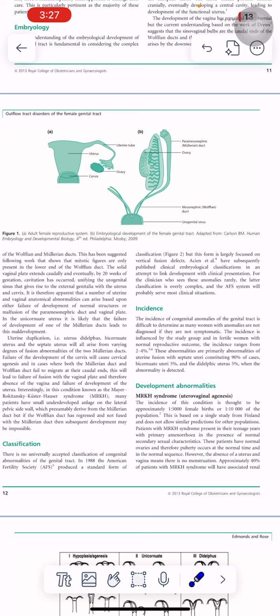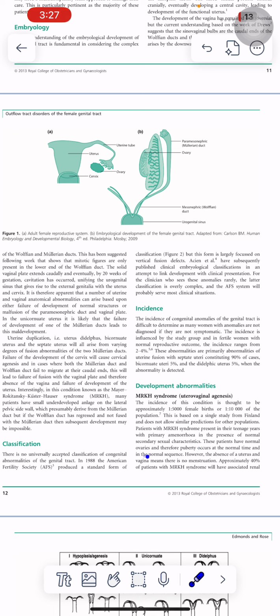This type of station usually comes as a single best answer question, and usually comes in the exam as a counseling station in the OSCE. This is based on a single study from Finland and does not allow extrapolation to other populations. Patients with Mrkh present in their teenage years with primary amenorrhea in the presence of normal secondary sexual characteristics. So when a patient presents with primary amenorrhea and normal secondary sexual characteristics, you have to do an ultrasound to check whether the uterus is present or not. If there are normal secondary sexual characteristics and the uterus is absent, then your first diagnosis will be Mrkh.